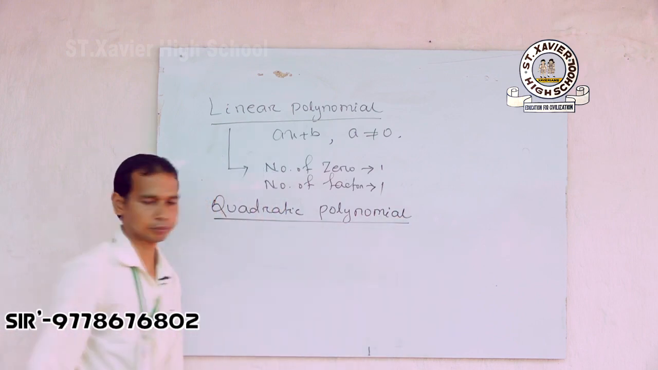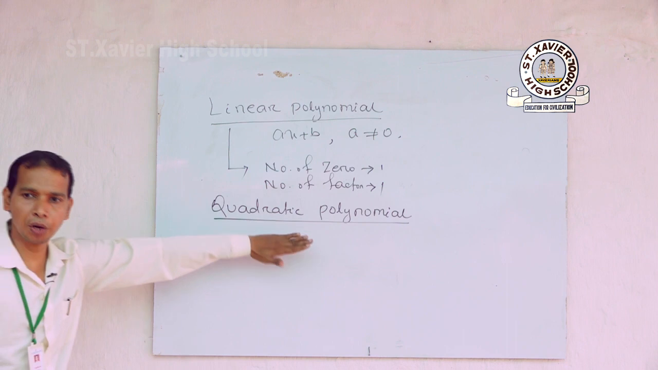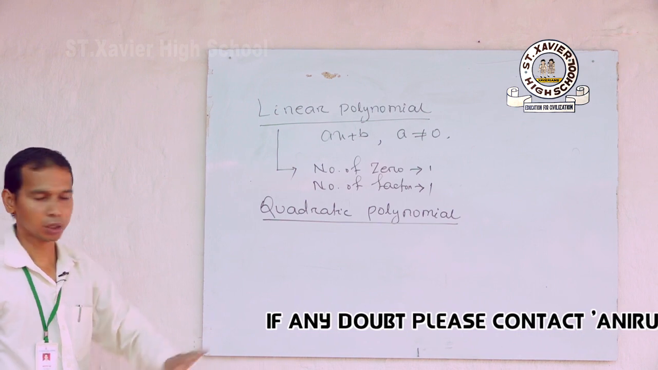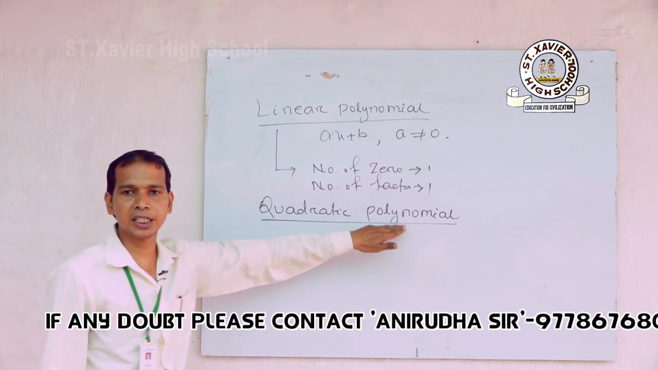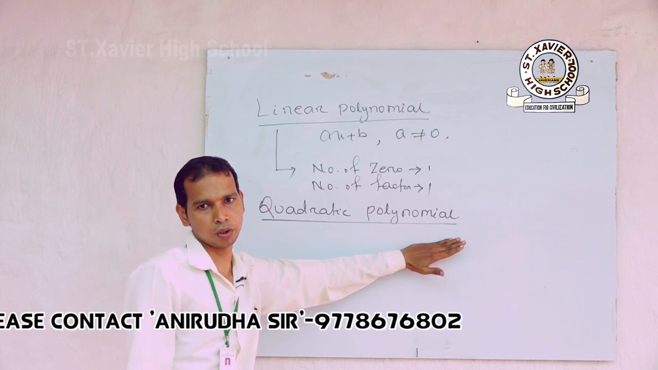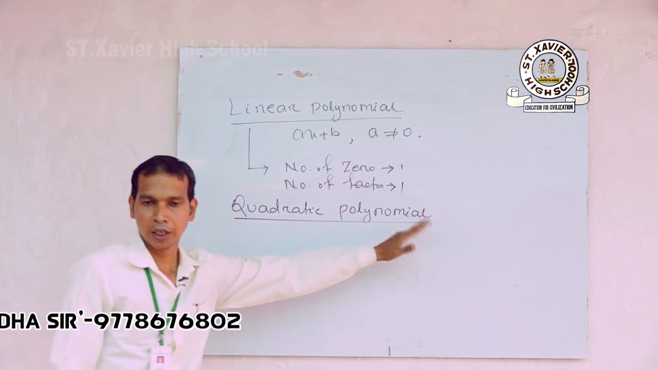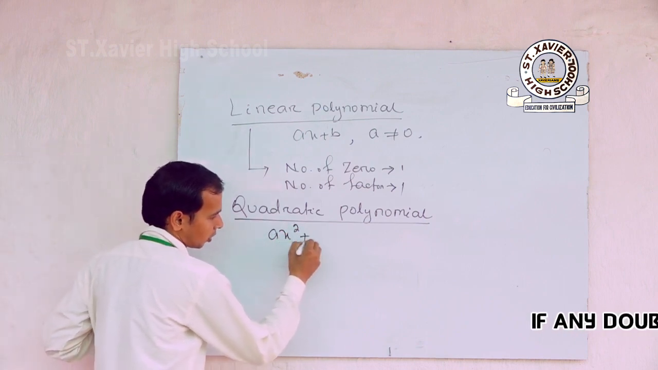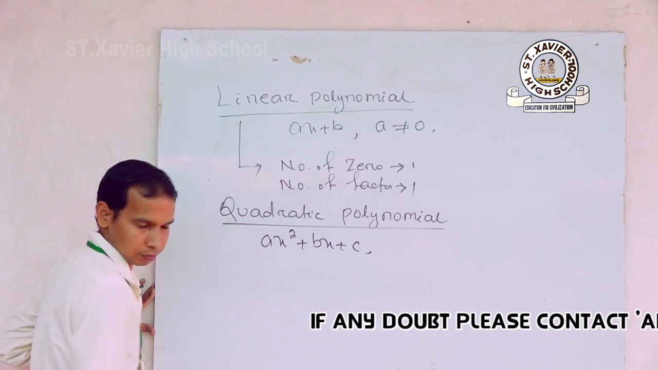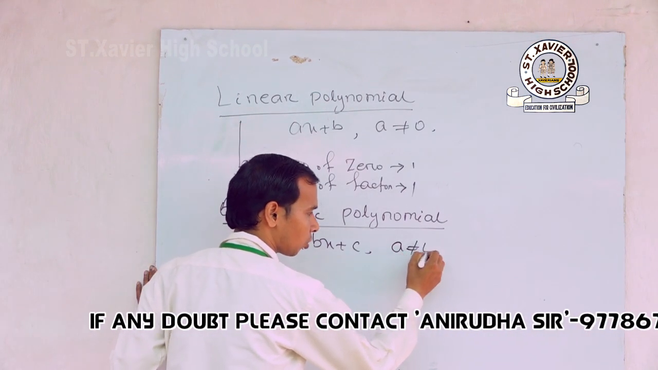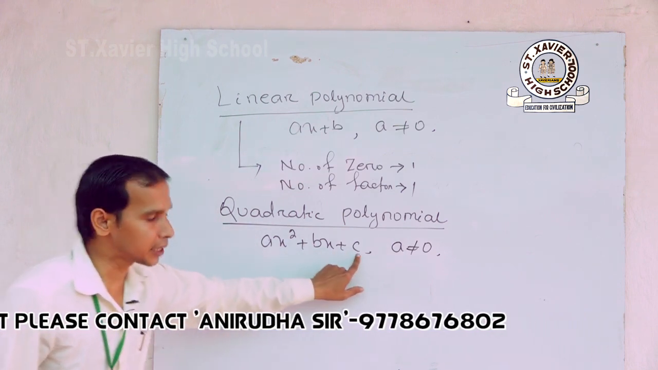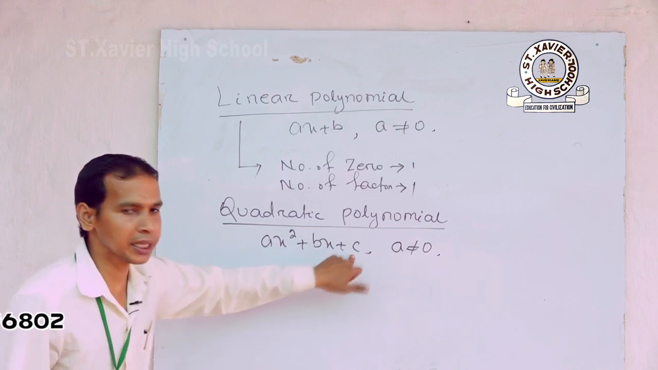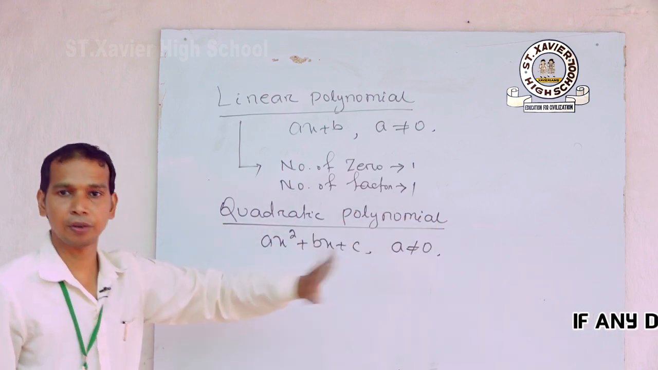Quadratic polynomial. The polynomial in which the maximum power of the variable is 2, that is called a quadratic polynomial. The standard form of a quadratic polynomial is ax square plus bx plus c, where a not equal to 0. Here a, b, c are constants and x is the variable. Here b, c may be 0 but a can never be 0.